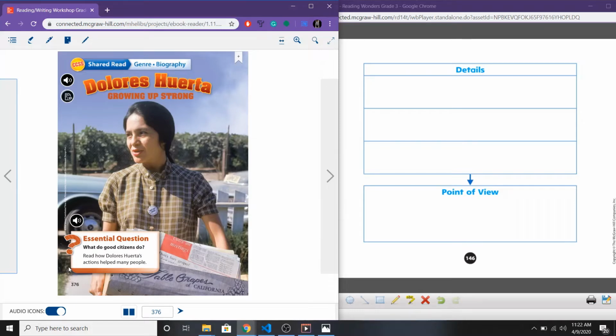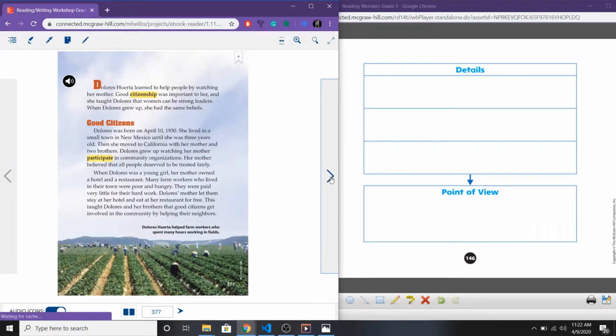I also see a little caption or a little sidebar over here. What do good citizens do? Read how Dolores Huerta's actions helped many people. All right, when you see statements like that the author has written, how they helped many people, you need to be asking yourself, all right, well, how do we feel about those who help others? That's how we can start figuring out how the author felt. So the author is saying that she's helping people, so that's a clue.